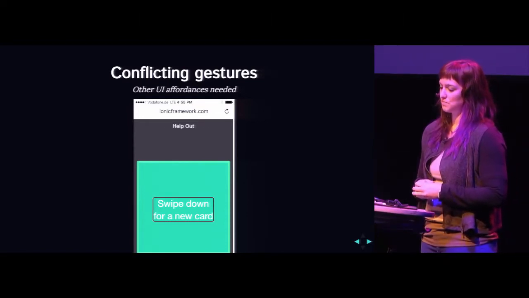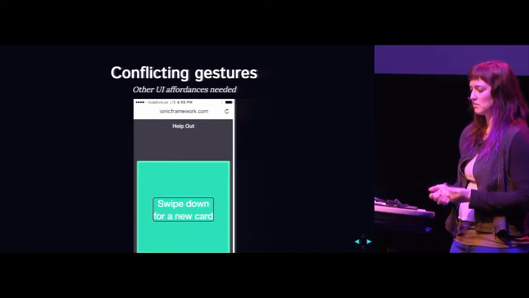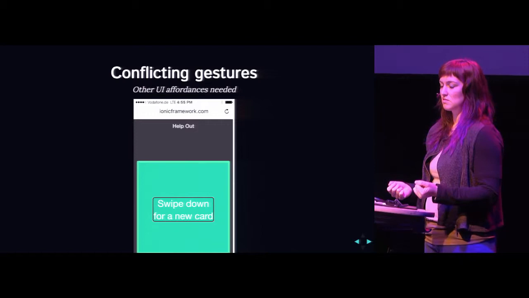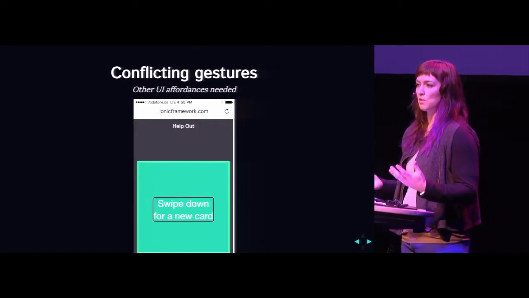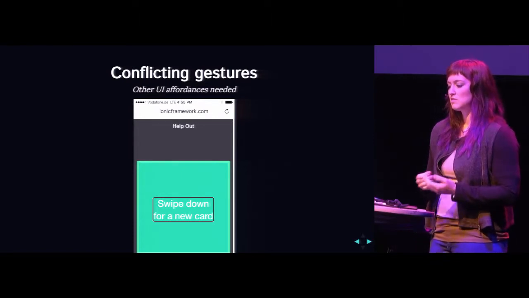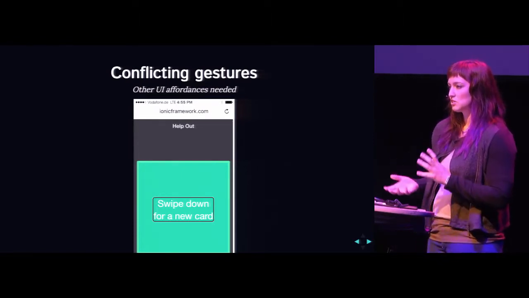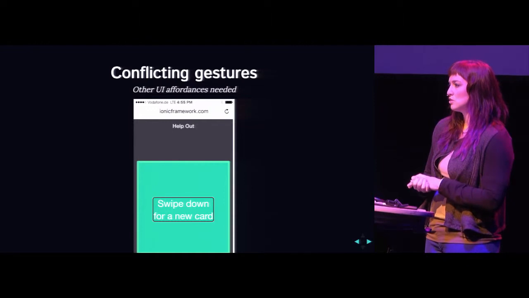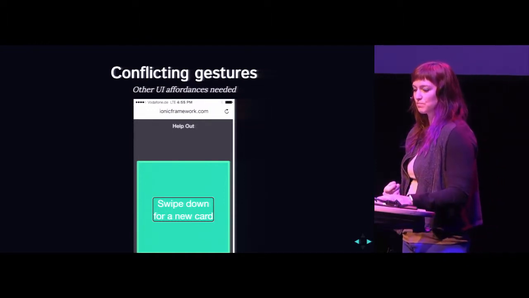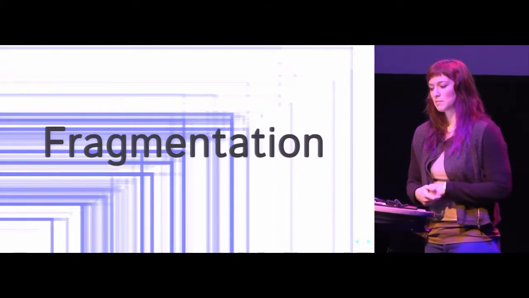So what I would recommend for this is add some other kind of what I call an affordance, like a button maybe, some other way for a screen reader user to be able to navigate the interface. And so if you have a very touch, swipe heavy interface, you should consider, can a screen reader user still use this? Fragmentation.